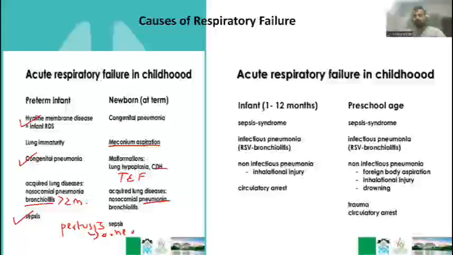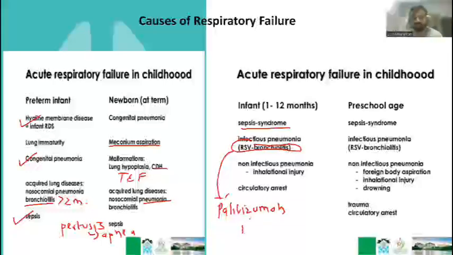Now, in infants from 1 to 12 months, sepsis is the most common cause of respiratory failure, and bronchiolitis is very commonly seen in this age, and the most common cause of bronchiolitis is RSV. Prevention of RSV is done by monoclonal antibody, which is named palivizumab. Palivizumab is only used for prevention and not treatment. For treatment of bronchiolitis, you have to give adrenaline and 3% nebulization and O2 support. It is a viral disease and it will recover on its own.